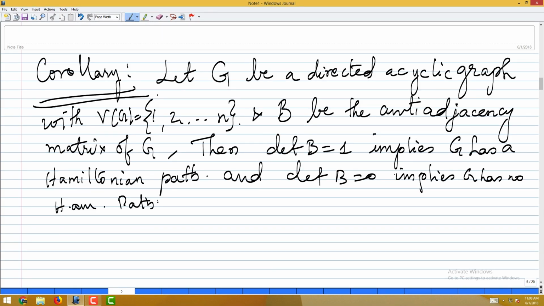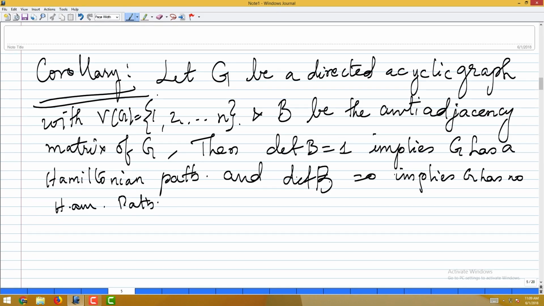Suppose G has a Hamiltonian path, let us rearrange that path in the order of increasing vertices 1, 2, 3, 4 and so on, and by the previous theorem that we stated, we can immediately conclude that determinant is going to be equal to 1, right. And suppose G has no Hamiltonian path, right, then I have to show that determinant is 0. So, to do that, we have to take a little bit of effort.